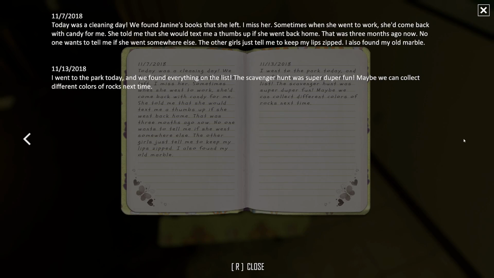7th of November. Today was a cleaning day. We found Janine's book that she left. I miss her. Sometimes when she went to work, she'd come back with candy for me. She told me that she would text me a thumbs up if she went back home. That was 3 months ago now.